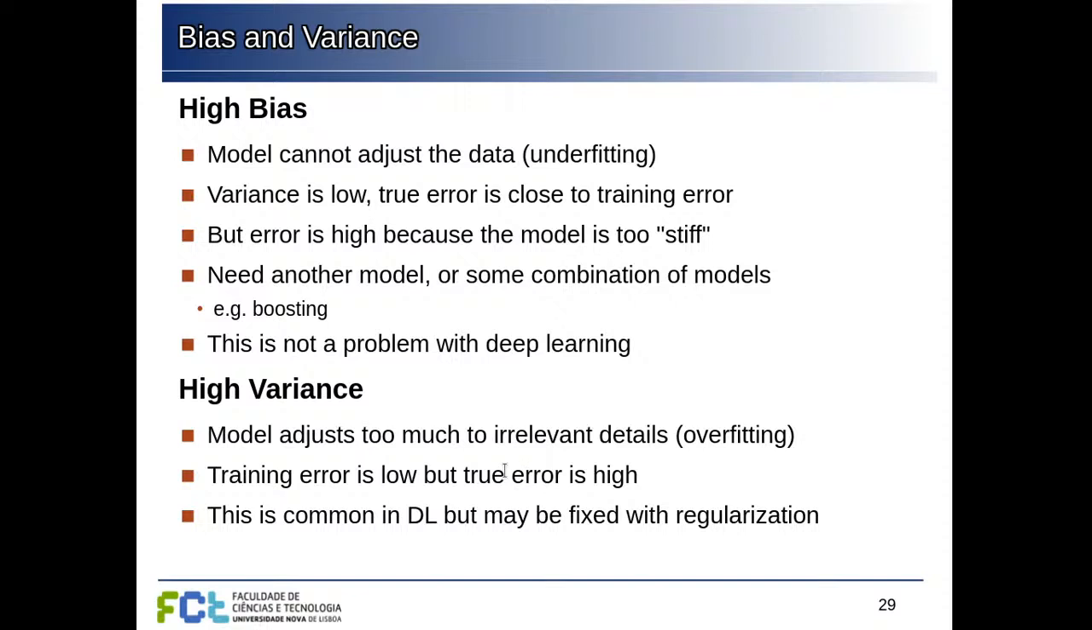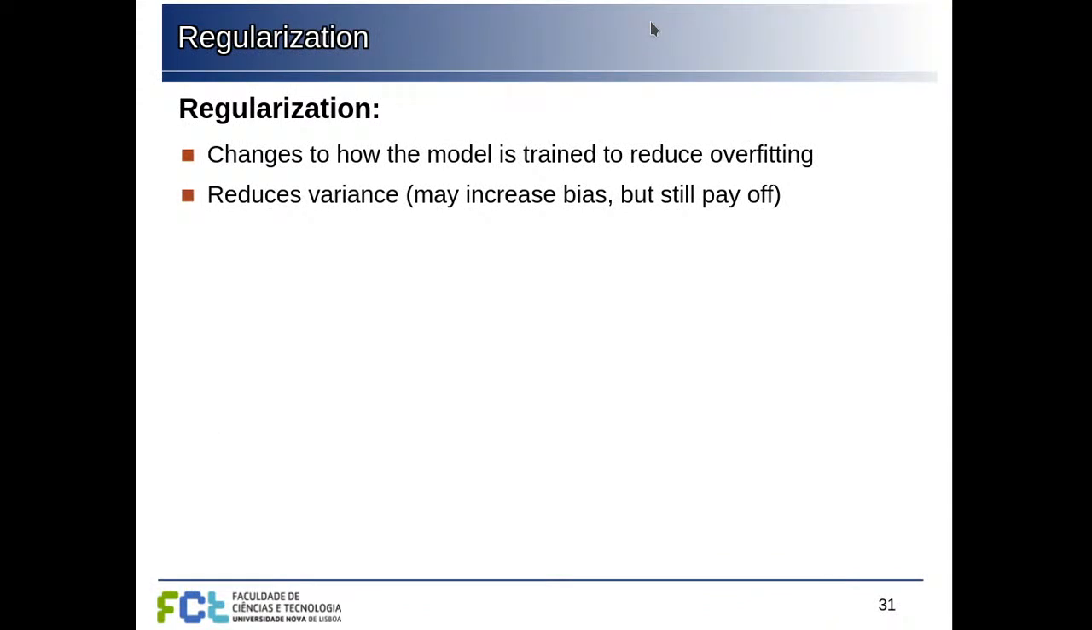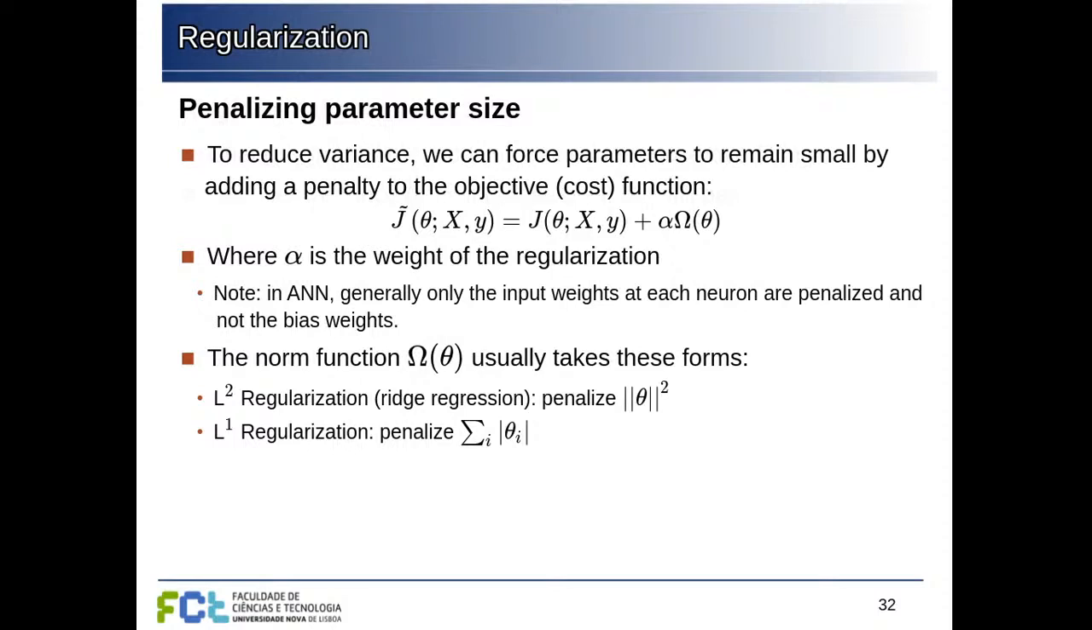So this is something that is common in deep learning and can be fixed either by changing the network, or often it's better just to use regularization. So regularization is a change to how the model is trained, not a change to the model itself, but some change to the way the model is trained that will reduce overfitting. In general, it's going to reduce variance. It may increase bias a bit, but it still compensates by reducing the variance of a model that is overfitting, and that makes the error lower outside the training set.